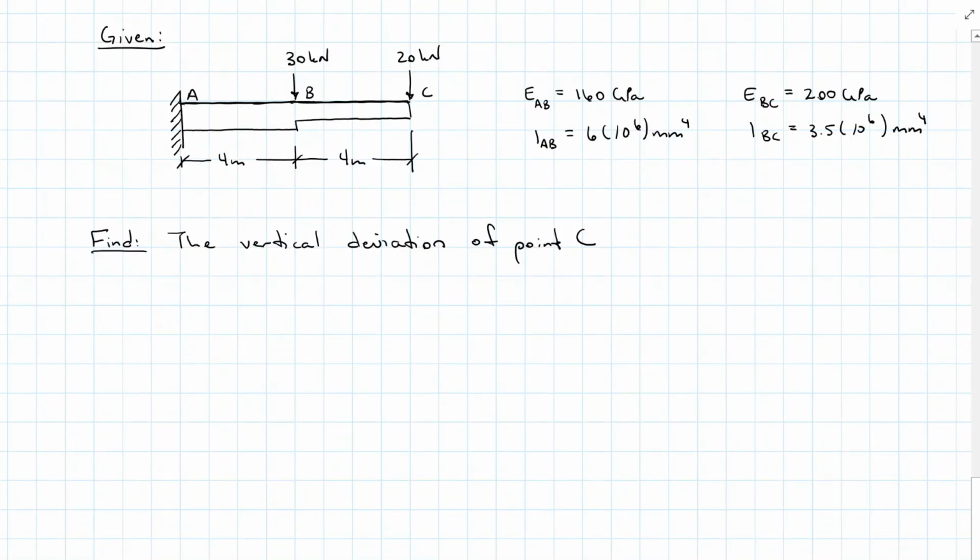This time we are given a cantilever member that is 8 meters long. The first 4 meters has a modulus of elasticity of 160 gigapascals and a cross-sectional centroidal moment of inertia of 6 times 10 to the 6 millimeters to the fourth. And B to C has a modulus of elasticity of 200 gigapascals and a smaller moment of inertia about the centroid of the cross-section at 3.5 times 10 to the 6 millimeters to the fourth. We want to find the vertical deviation of point C.